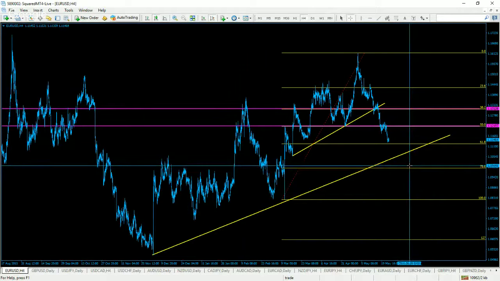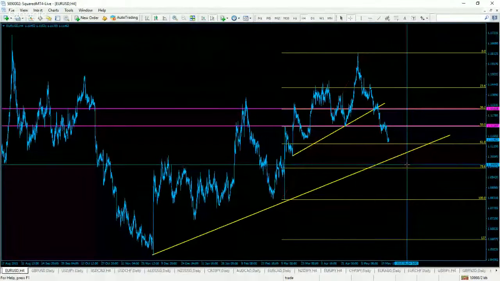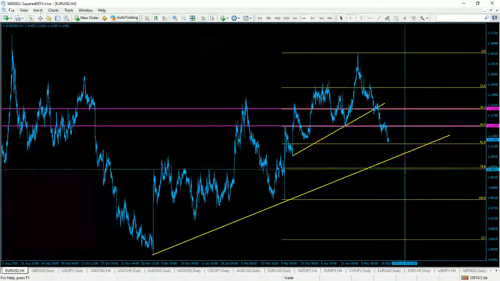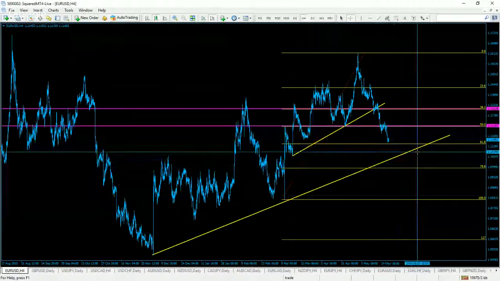I'd be anticipating that at some point over the next few weeks, as US dollar rate hike expectations continue to rise and the euro continues to be weighed upon by weak data, low inflation especially, that we get a breakdown through this rising trendline support.